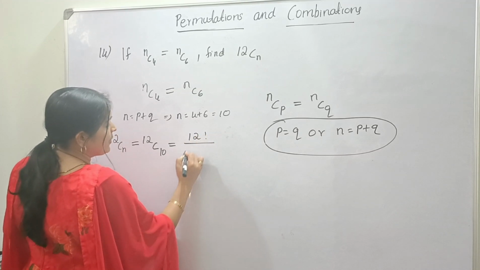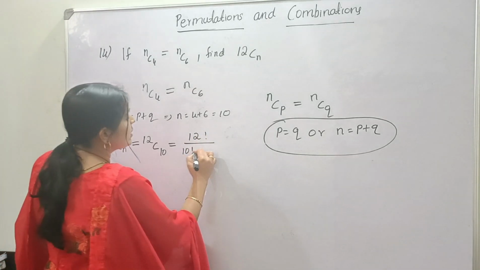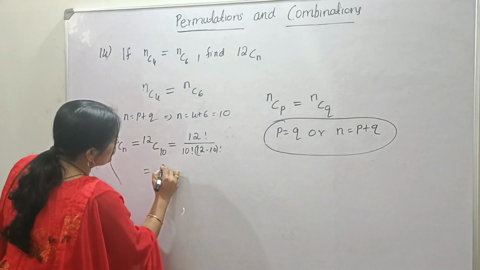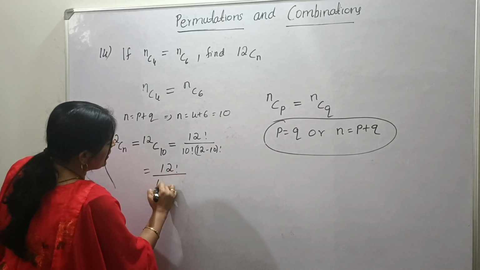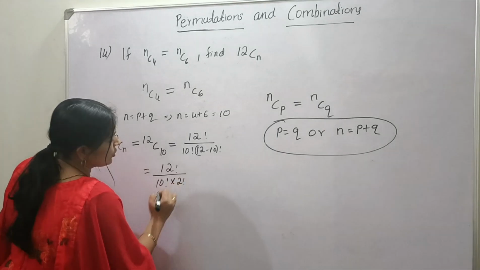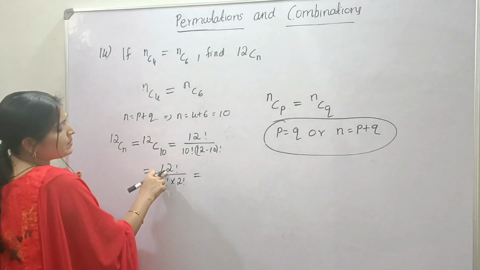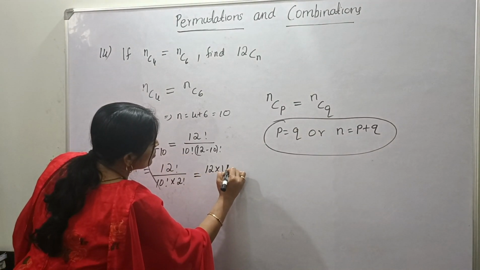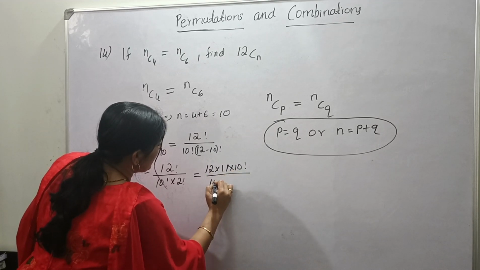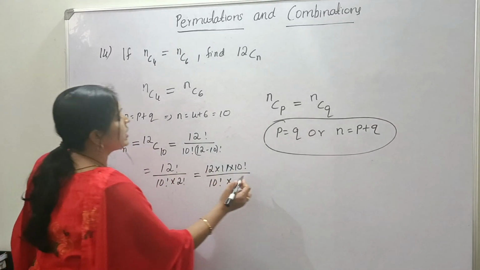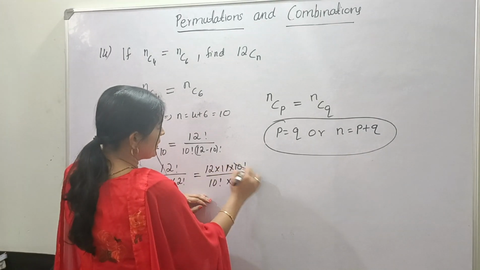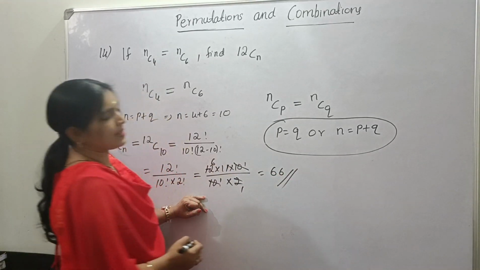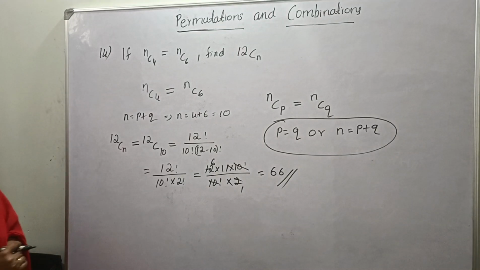12 factorial divided by 10 factorial into 12 minus 10 factorial. That is equal to 12 factorial divided by 10 factorial into 2 factorial. See, here 10 factorial cancelled because 12 factorial can be written as 12 into 11 into 10 factorial. So 12 into 11 into 10 factorial divided by 10 factorial into 2 factorial, which is nothing but 2 itself. So here 10 factorial is cancelled and 2 ones are 2, 6 sixes are 66. So 66 is the value of 12Cn.